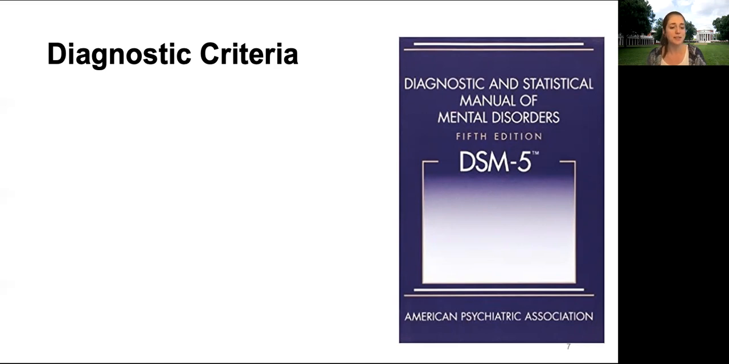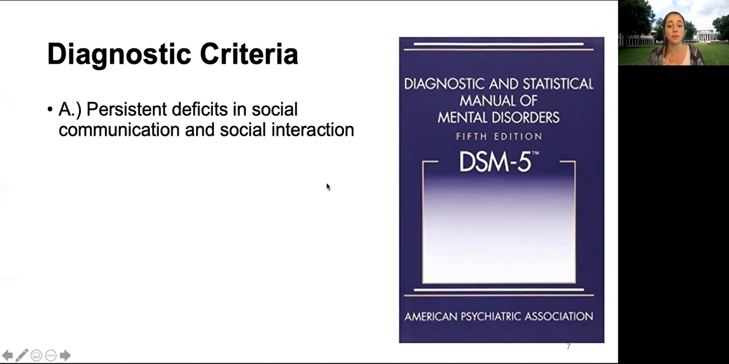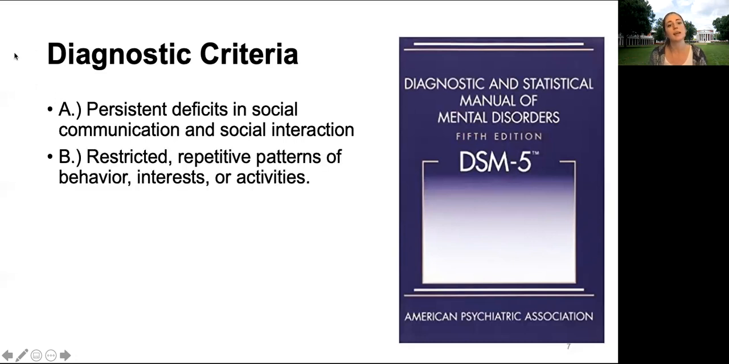So for diagnosis of autism, first you need to show what the DSM calls persistent deficits in social communication and social interaction. So this would be someone who doesn't make a lot of eye contact, someone who has difficulty understanding sarcasm, things like that. And the second main category that needs to be represented is what the DSM calls restricted, repetitive behaviors, patterns of behavior, interests, or activities. So for repetitive behaviors, this might look like hand flapping or rocking back and forth.